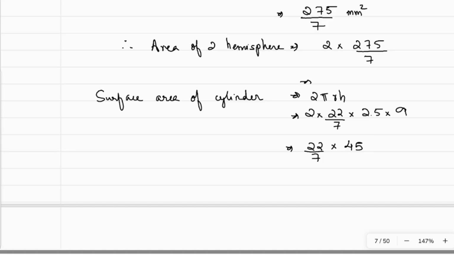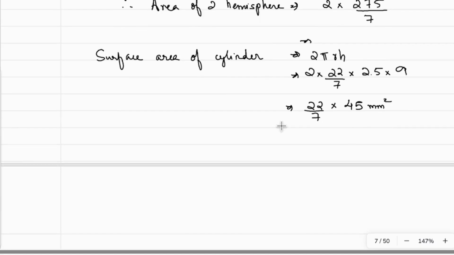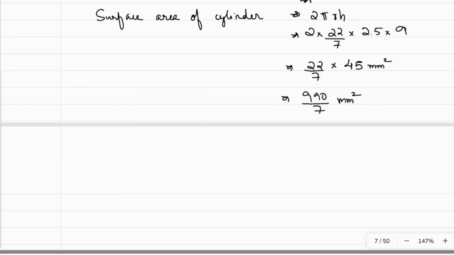Okay, into 45 mm square, which is equal to 990 by 7 mm square. This is the surface area of a cylinder, right? And surface area of the cylinder is 990 by 7 mm square. Now we need to find the total surface area of the capsule, right?